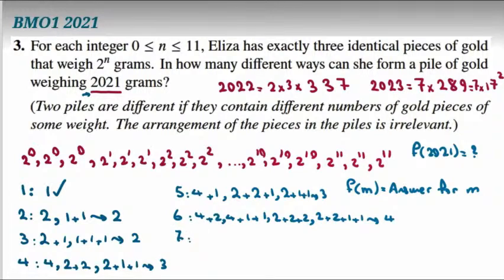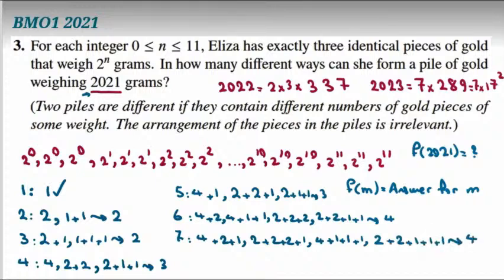We guess that the next one is 4. Let's check. For 7, you can say 4 plus 2 plus 1, or we can say 2 plus 2 plus 2 plus 1, or we can say 4 plus 1 plus 1 plus 1, and we can say also 2 plus 2 plus 1 plus 1 plus 1. So we found 4 ways.